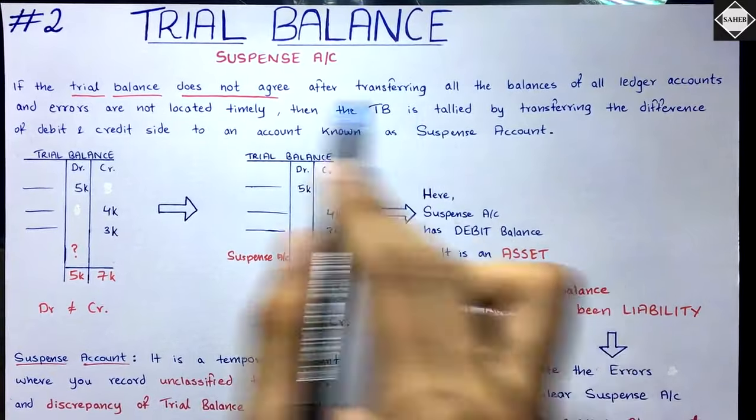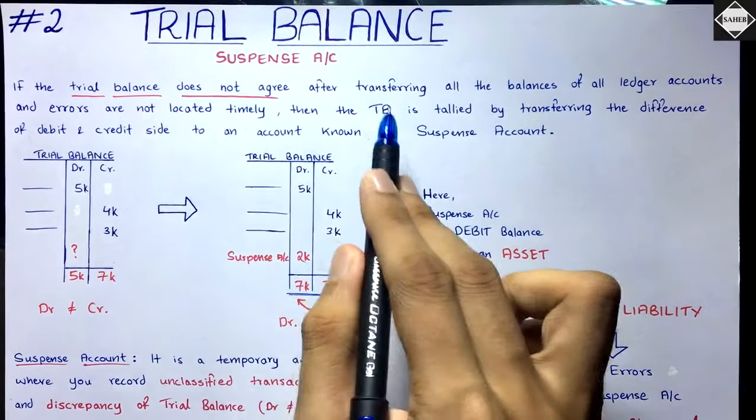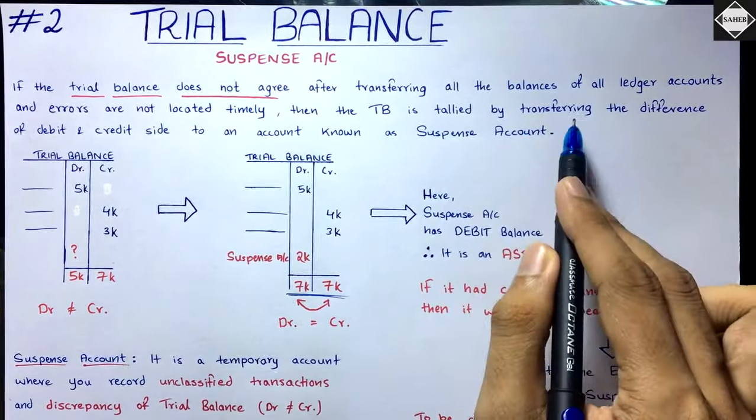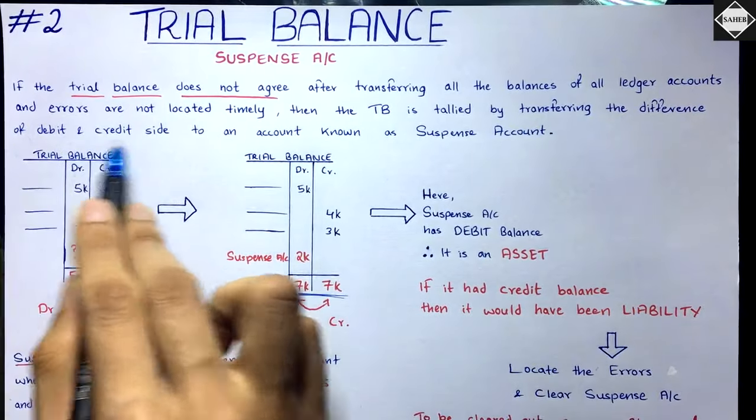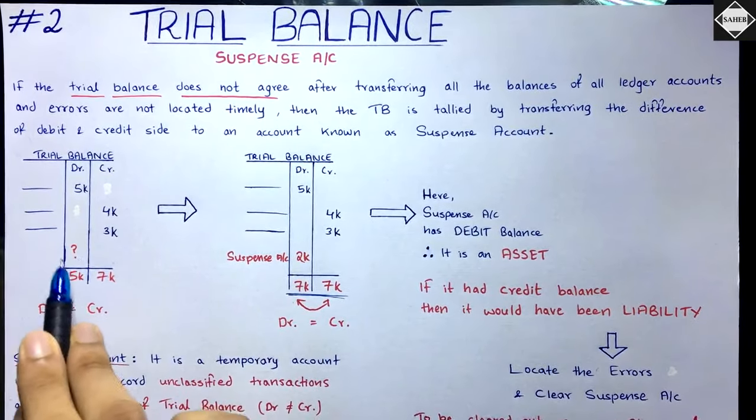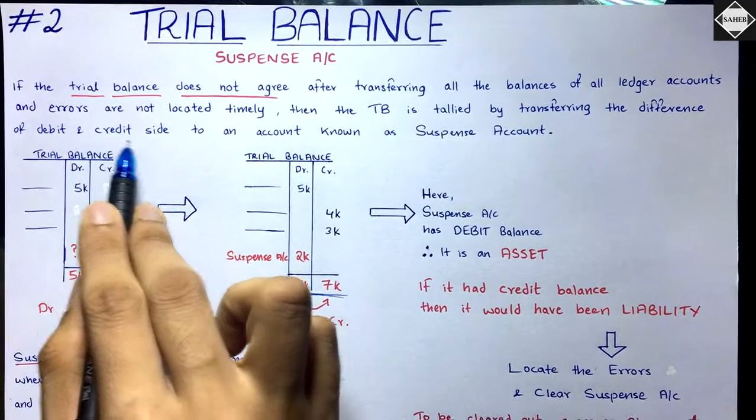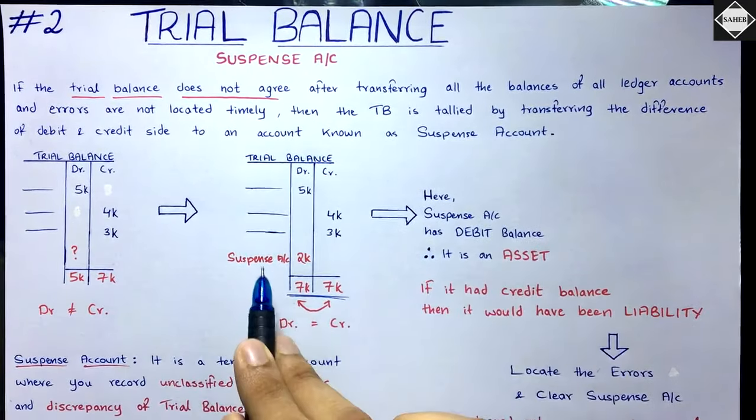It was not equal, the trial balance did not agree. So we have to make it equal by transferring the difference of the debit and credit side. This is the difference, this is the shortfall we have. The difference of the debit and credit side goes to an account known as the suspense account.